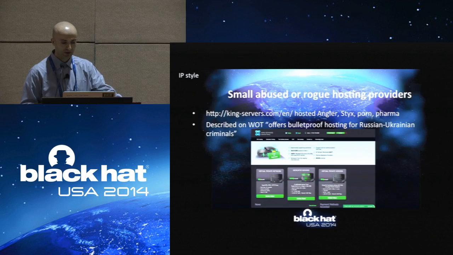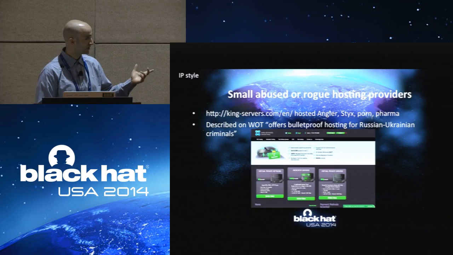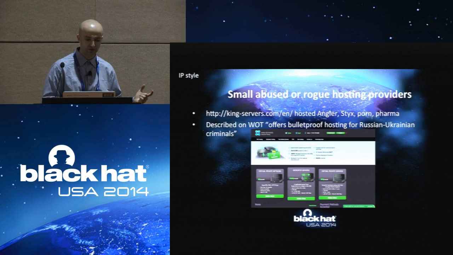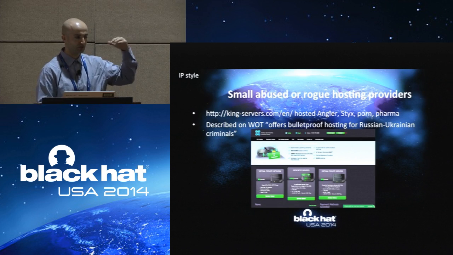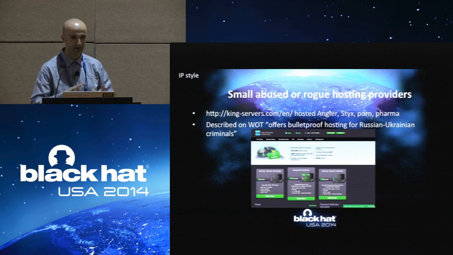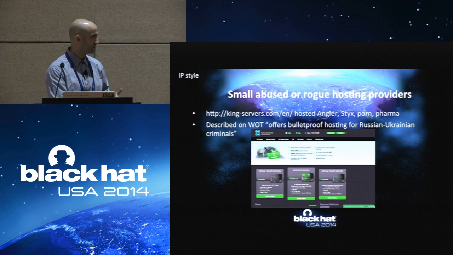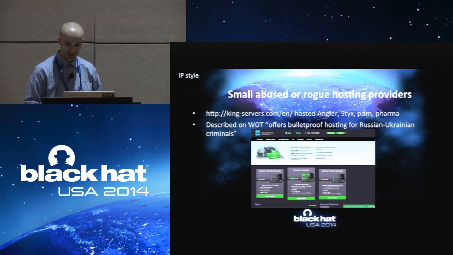Now looking at the small abused or rogue hosting providers. This one came out, and it's described as a bulletproof hosting provider by Web of Trust. This is a very small scale one, and usually they rent IP space from different upstream providers. So you'll see them having IPs in Germany through Hetzner, Netherlands with LeaseWeb, maybe Canada or US with OVH, maybe United Kingdom with some other British providers.